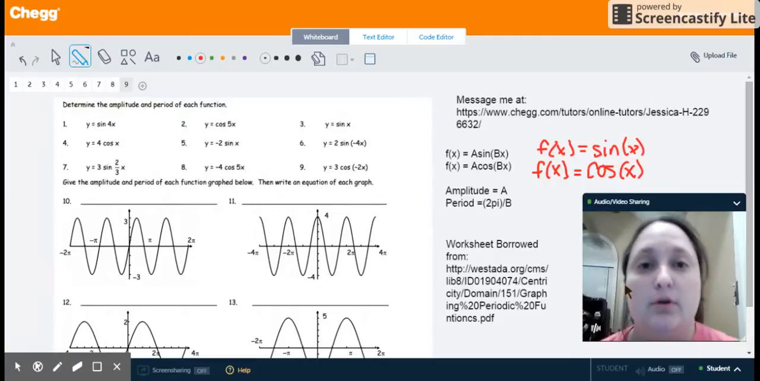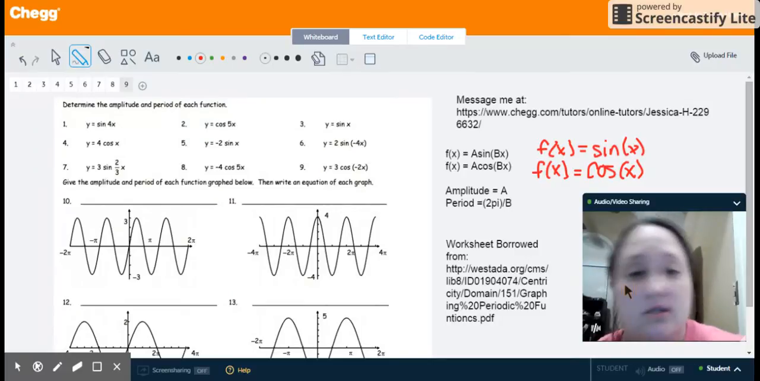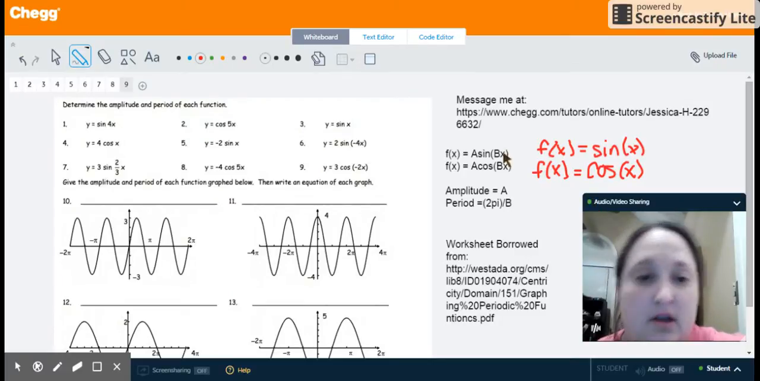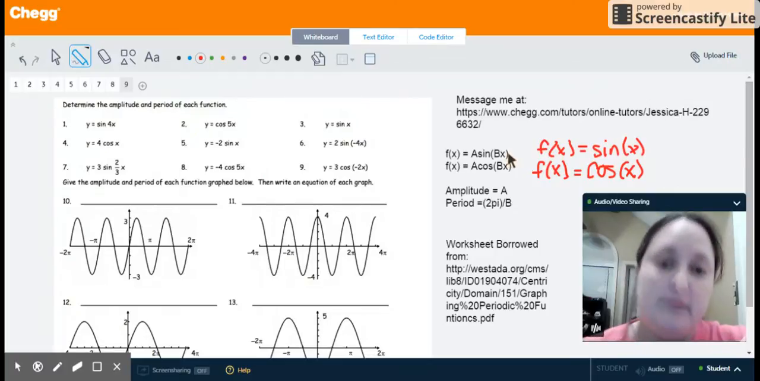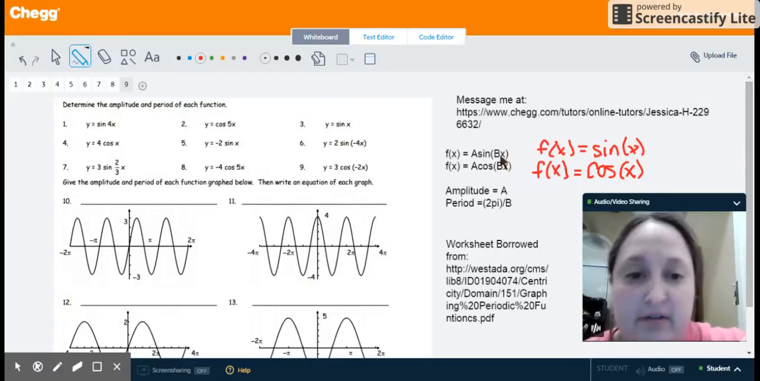Today we're going to be talking about amplitude and period in terms of trigonometric functions, specifically sine and cosine. So the first thing I want to look at is the generic formula for sine and cosine, where we have f of x equals a sine of b of x, where a will represent the amplitude and b will help determine the period. To determine the period, we'll have 2 pi, and we're going to divide by that coefficient of x, the b. So the amplitude is specifically the coefficient in front of sine or cosine.